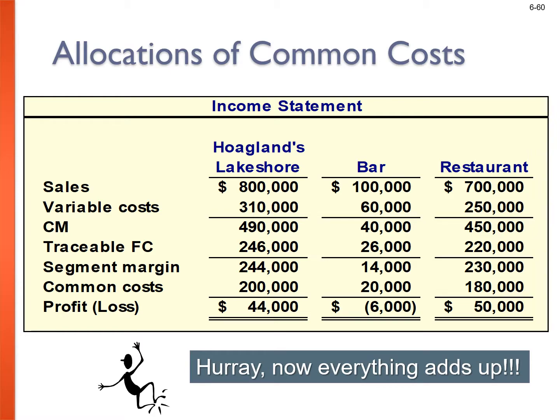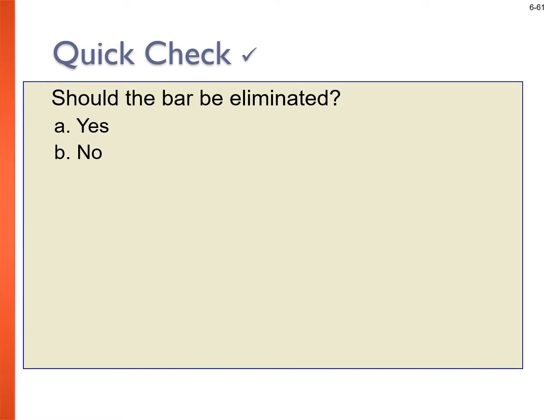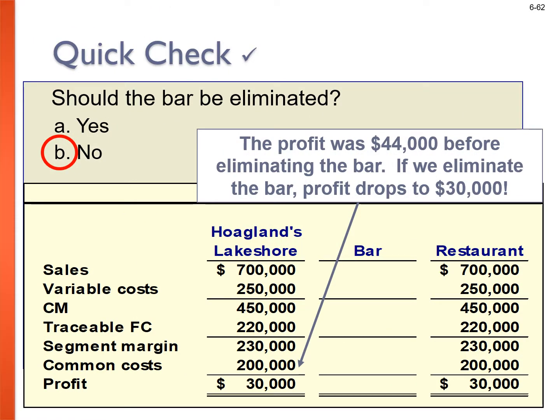Should the bar be eliminated? No. Take a look. The profit was $44,000 before eliminating the bar. If you eliminate the bar, profit drops to $30,000. Remember something. The bar was sucking up a lot of the fixed costs. It was sucking up 14,000 of them, right? Even though it was creating a loss in the business for the bar, overall, it was profitable.